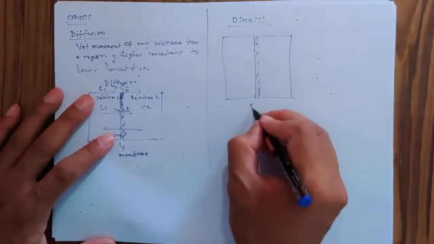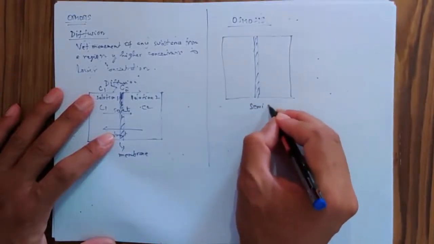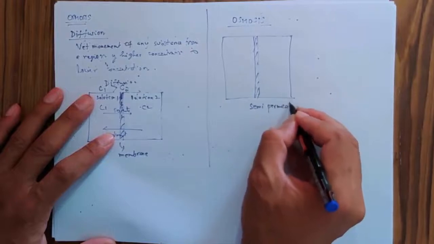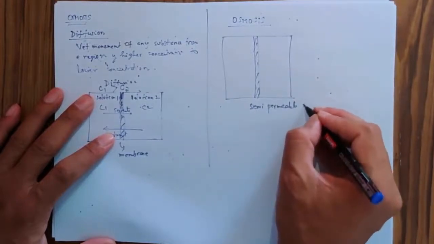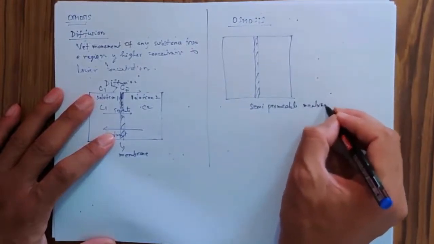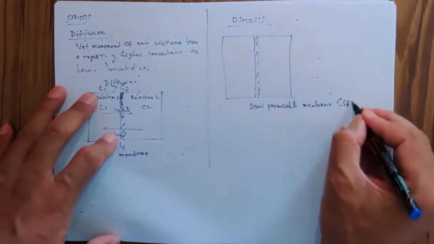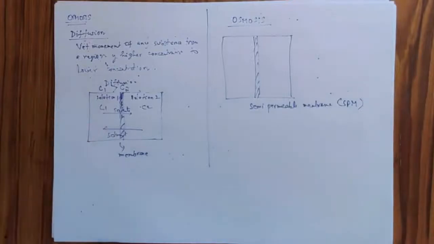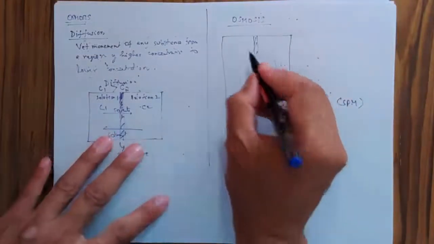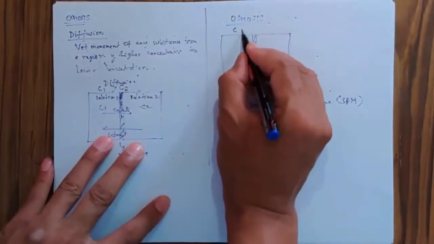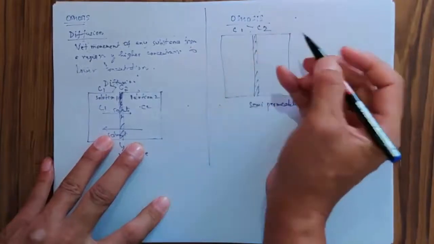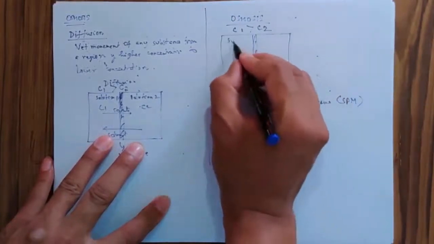We will keep a semi-permeable membrane. Semi-permeable membrane, SPM. Okay, this is concentration of C1 is greater than concentration of C2.